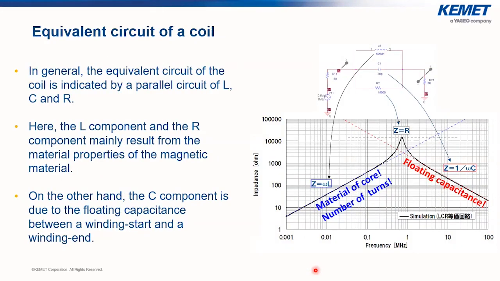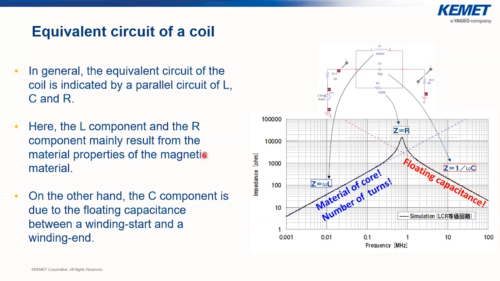Of course, if we speak about inductance, we don't have an ideal world. So the typical scheme of a coil has a parallel of an inductance, a parasitic capacitance, and a parasitic resistance. Usually the inductance and the resistance result from the material property of the magnetic material of the core. Instead, the C component, the capacitance, is due to the floating capacitance between the winding start and the winding end.